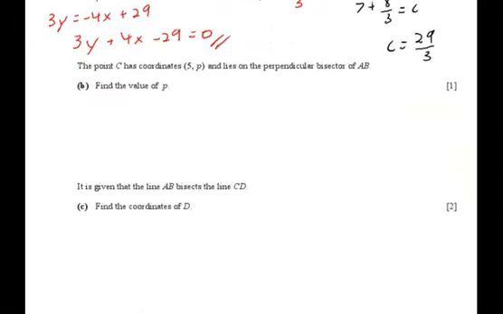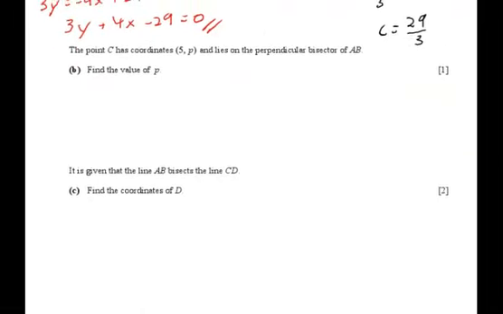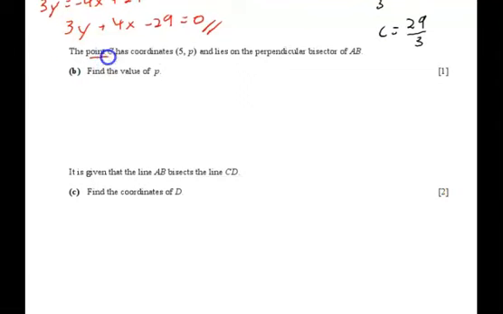Okay, now we have here the point C has this coordinate, and it lies on the perpendicular bisector of AB. Okay, so now what should we do here? We have to copy this equation. This is the equation of AB, yeah? Okay, because this coordinate lies on the perpendicular bisector of AB, so this is the equation.